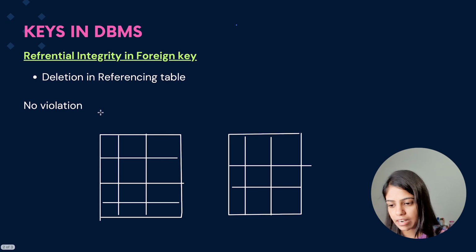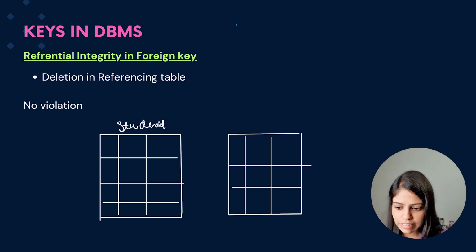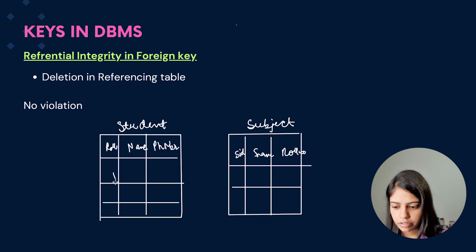Now coming to the second one, that is deletion in the referencing table. So let me just quickly draw. This is subject. So this is roll number, this is student name, and this is phone number. Now this is subject ID, subject name, and then this is roll number. So I'll just quickly give the data.